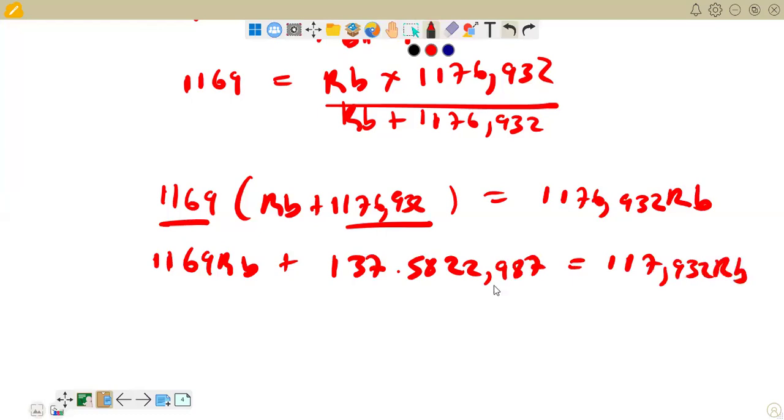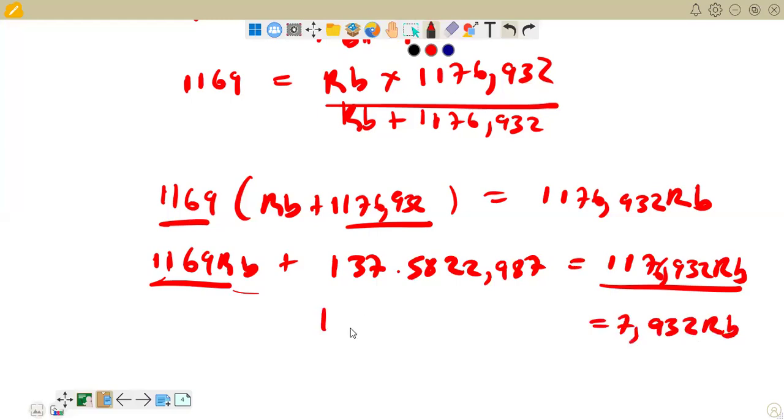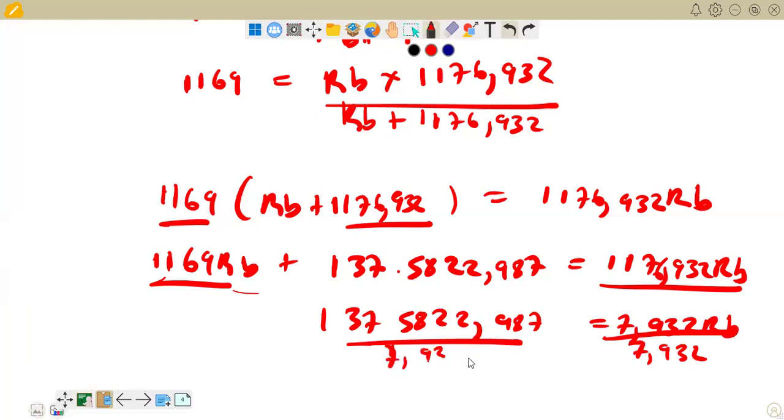That is equal to 117.932 RB there, right? Variables to one side, constants to the other. So this can be simplified. 1176.932 minus 1169.1169 will give us 7.932 RB is equal to 137,582.987 there. So divide by 7.932. We're just punching on the calculator 7.932. And then RB is obviously going to be what?